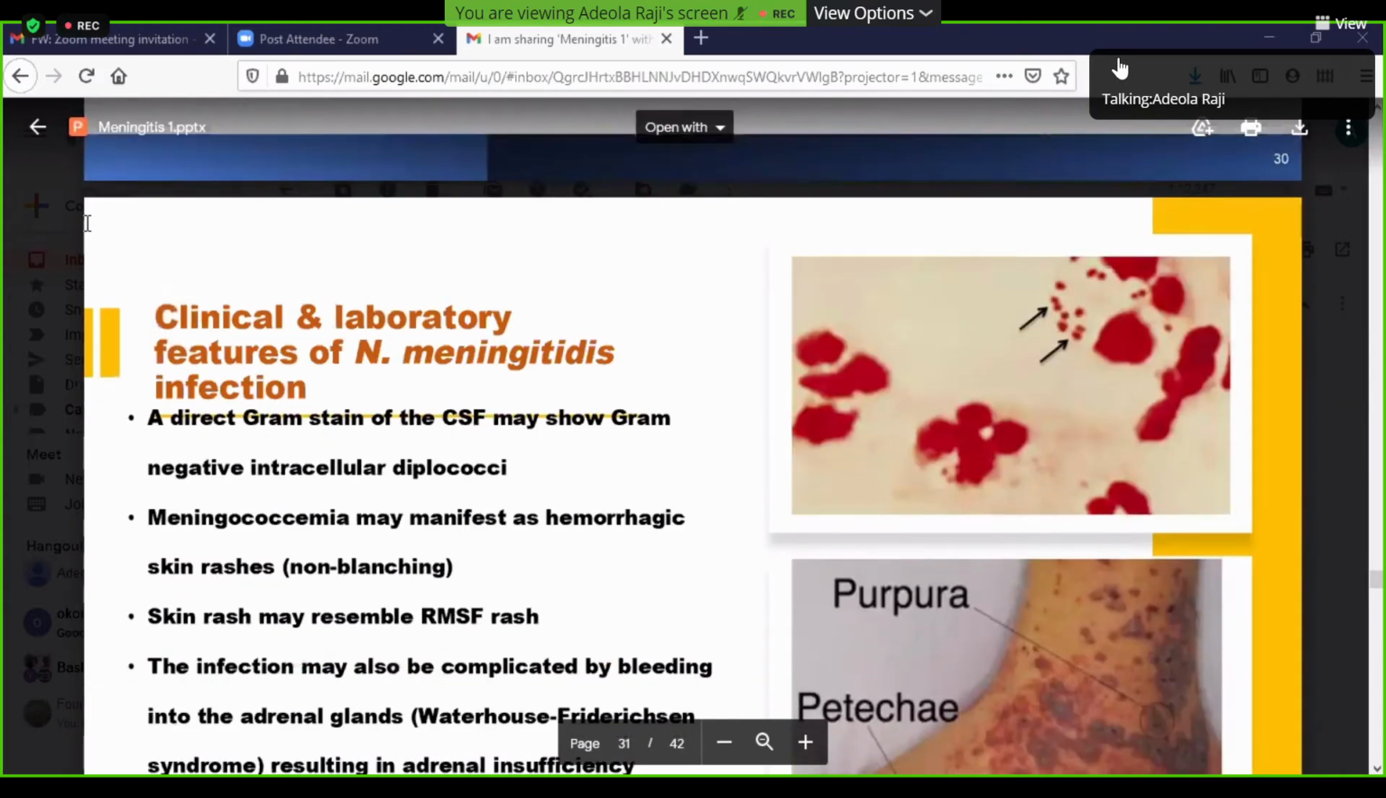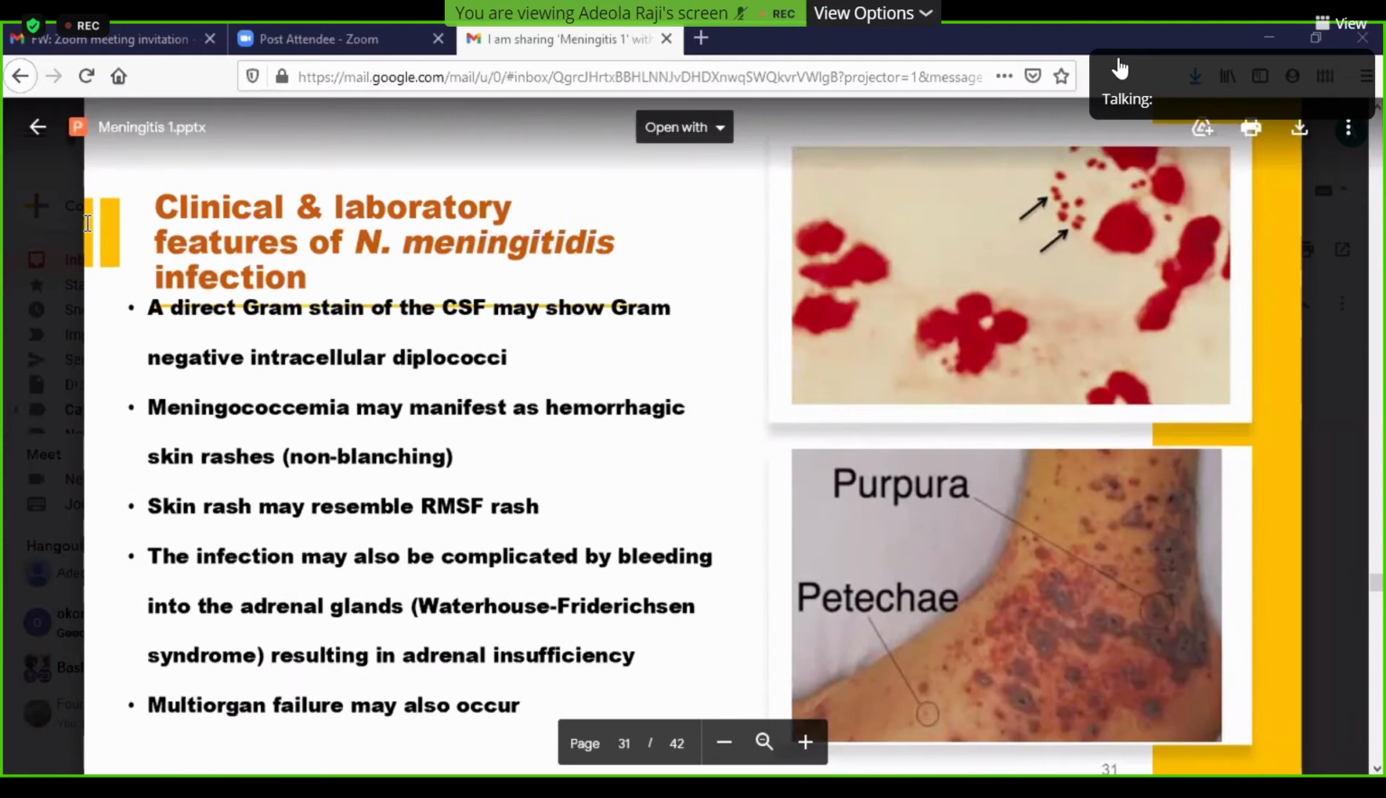Now, clinical and laboratory features of Neisseria meningitis infection. If you collect the CSF, a direct gram smear may show the organisms, and like I said, they are gram-negative diplococci, as indicated by the arrow.